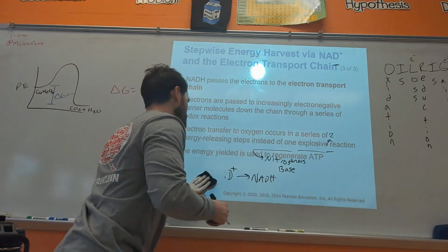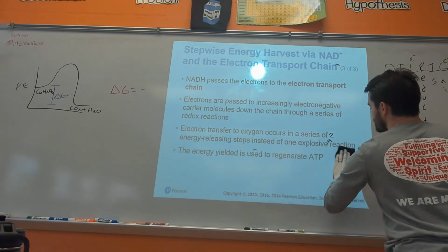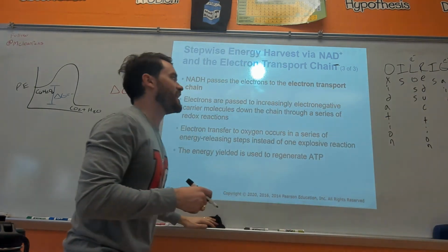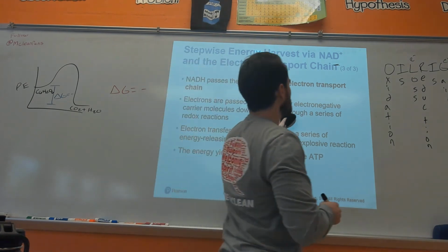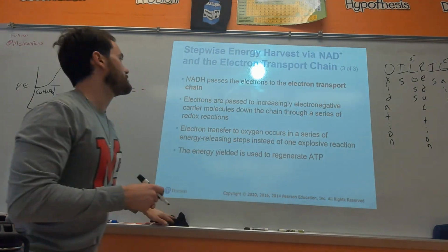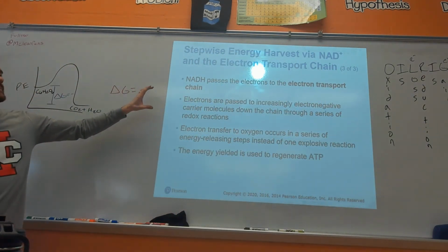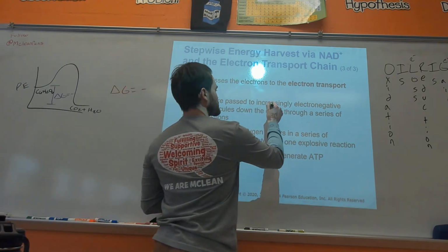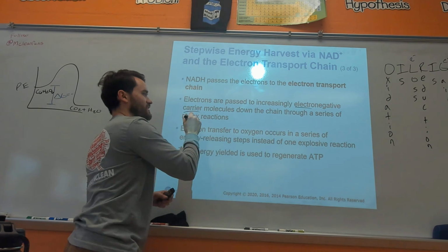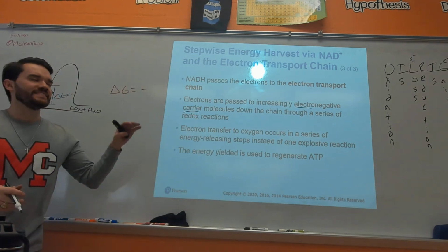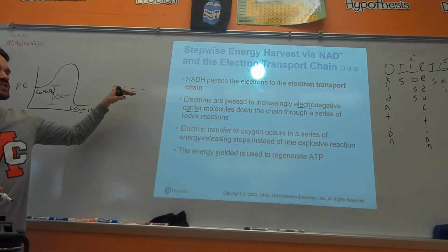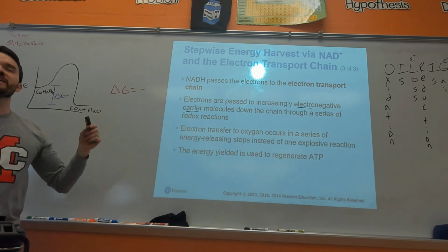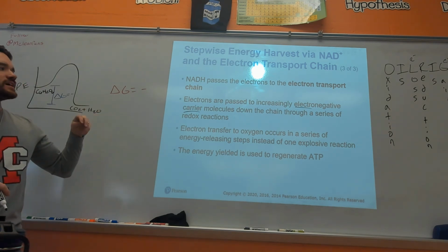And that's what the first bullet point is saying. NADH will eventually pass those electrons down the electron transport chain to make ATP. In that electron transport chain, each molecule is going to have a higher and higher electronegativity. Why that's important is it'll function kind of like a vacuum, pulling the electrons from the NADH.